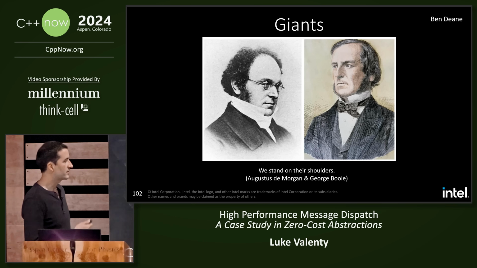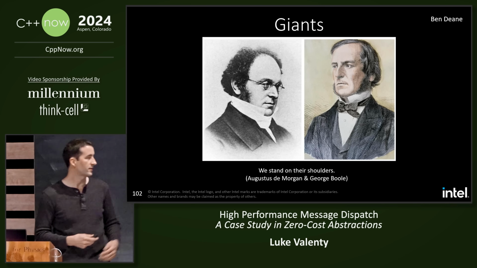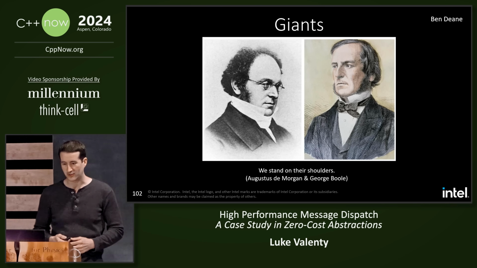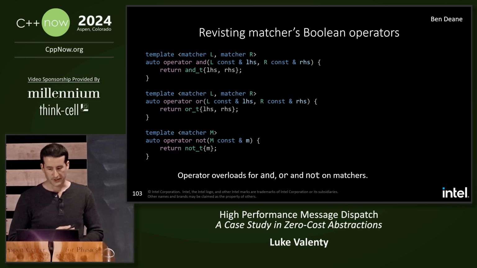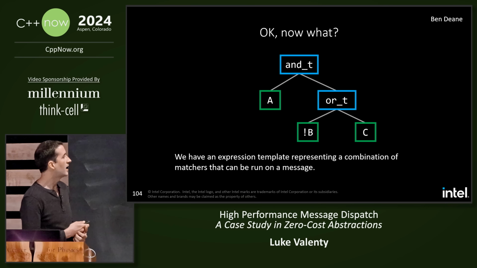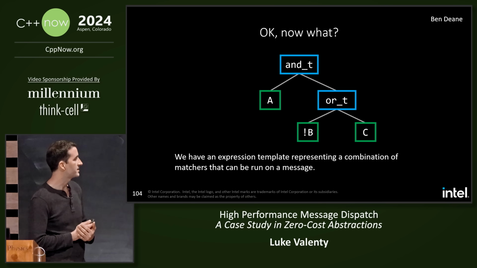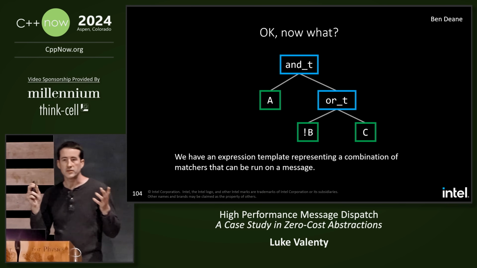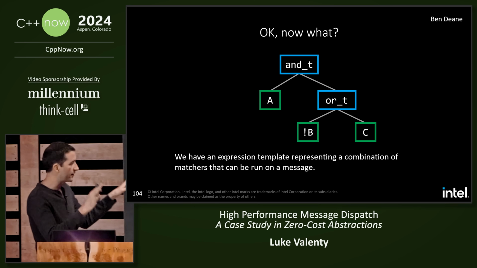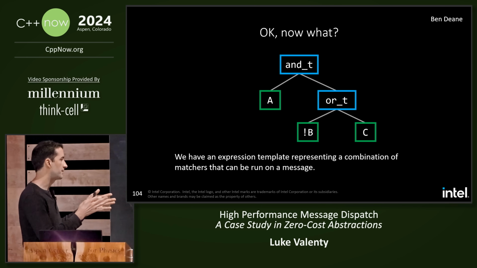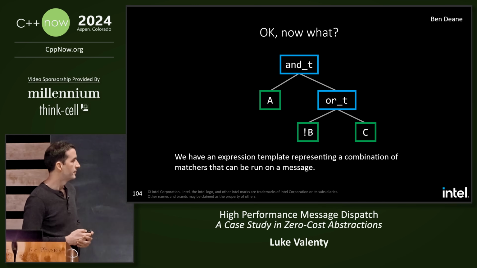So Augustus de Morgan and George Boole, we stand on their shoulders. I stand on Ben's shoulders and he stands on their shoulders. So let's come back to these Boolean operators. We're going to do some fun things with these. We have this, what looks like an AST, because this is our DSL. This is a domain-specific language. Luckily, it's a very well-known and well-understood domain, right? And that's really important. That's a wonderful thing. If your DSL is based on something that has so much history, it's not likely to change.